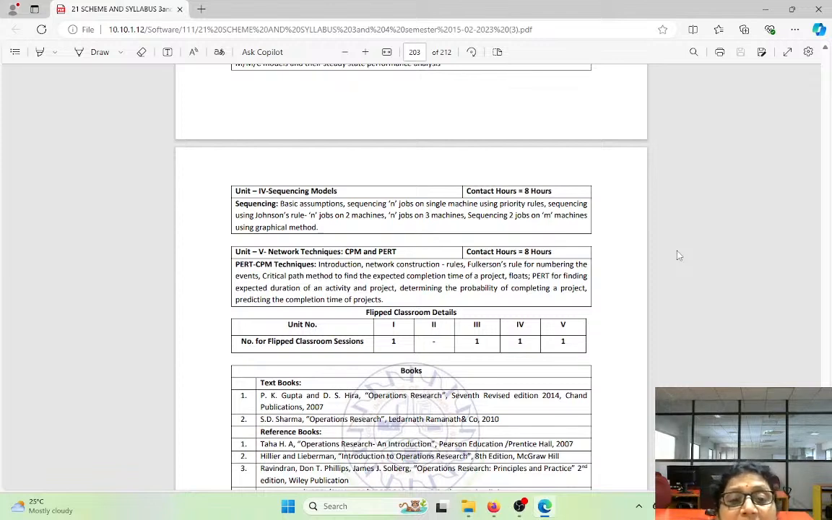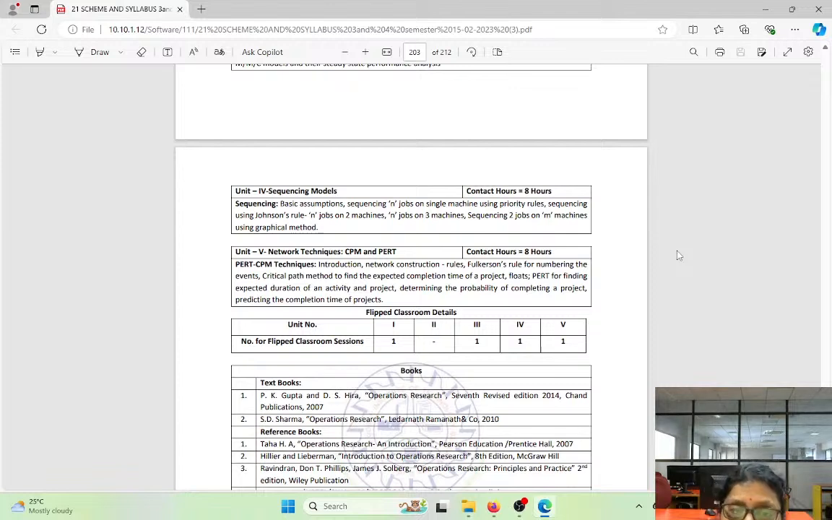Then the next one is network technique, or the CPM part. It is related to project management, wherein you are learning what is project management, or what is a project. First of all, what is a project, and these two are very important techniques to find out the total time required to complete the project.